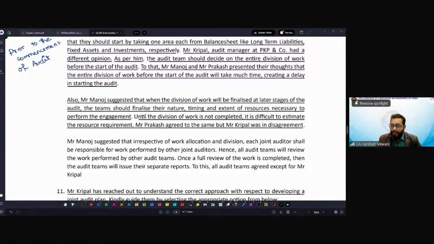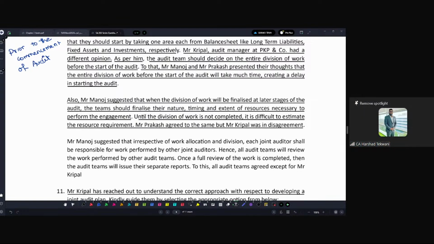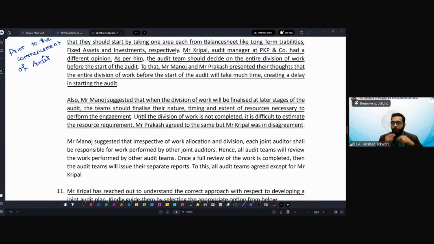Okay, Jeannie. Okay, Hemant, very good. Anyone else? Allocation of work should be performed at the starting of the audit, and after that they should have proper documentation of the division of their areas of work. That will help them to decide their nature, timing, extent of resources that are necessary to perform the engagement. Very good, Pooja. Yes.